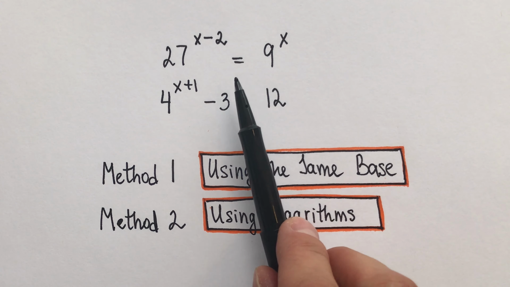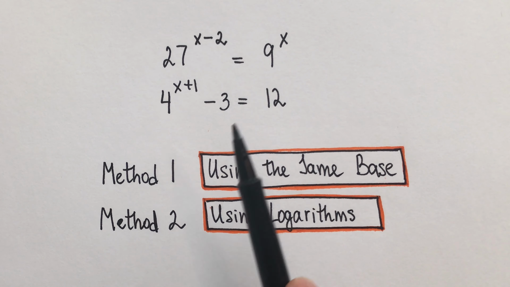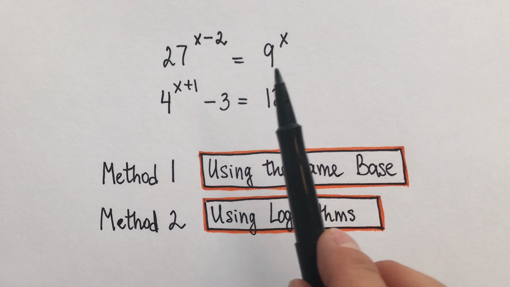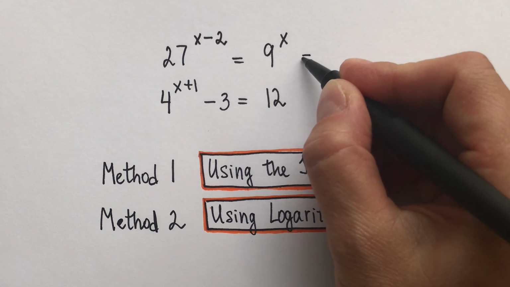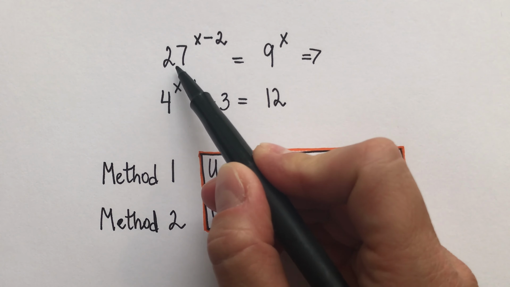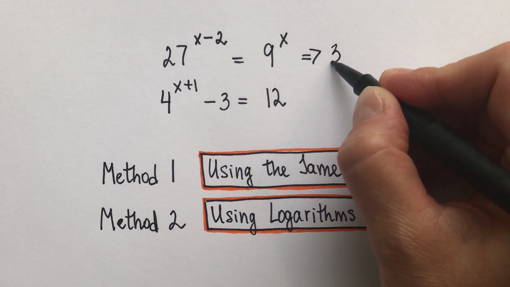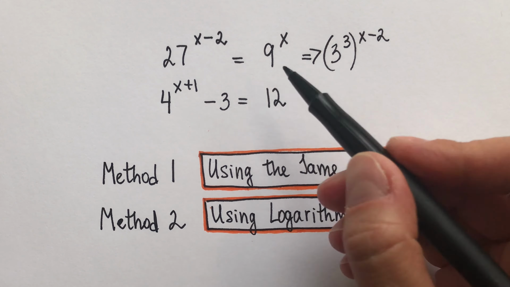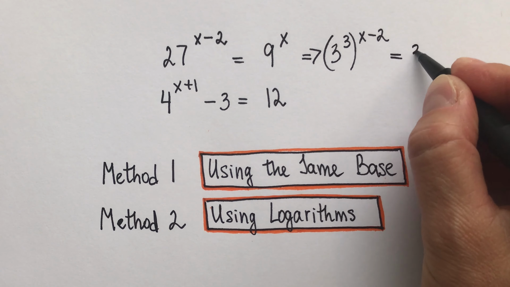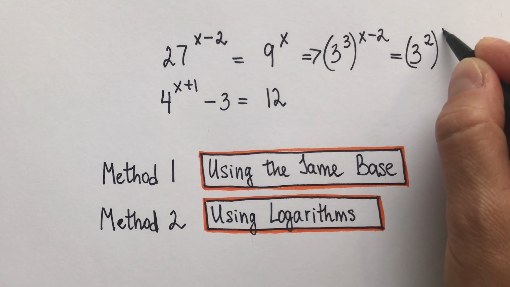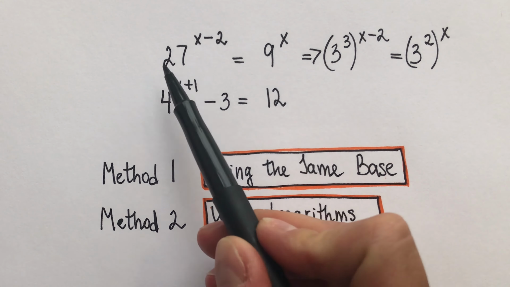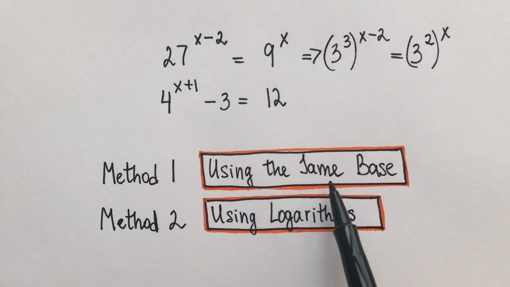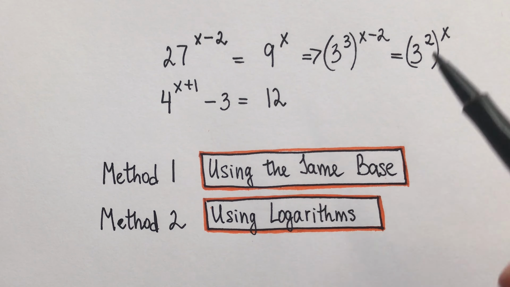In the first equation, we have the bases 9 and 27. They are not the same, but can we rewrite 9 and 27, for example, as a power of 3? Okay, let's go ahead and do it. 27 is 3 times 3 times 3, so it is 3 cubed, and then raised to the power of x minus 2. How about 9? 9 is 3 times 3, so it is 3 squared, and then raised to the power of x. You see, we were able to rewrite these bases as a power of 3. So we got the same base on both sides, and we solved this equation using the same base. We're going to do it in just a minute.